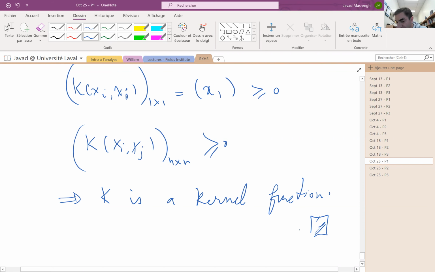Now we have a break. After the break, we try to detect some of the elements of this space.